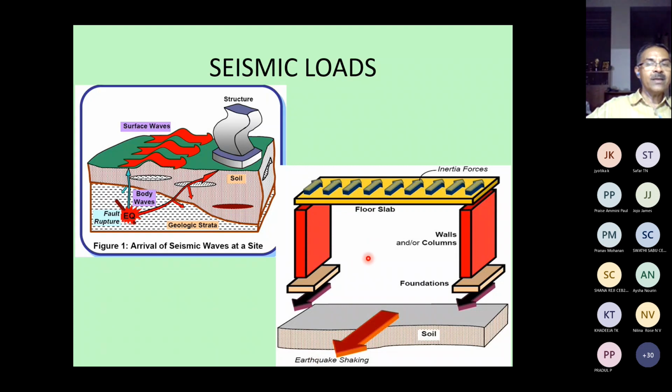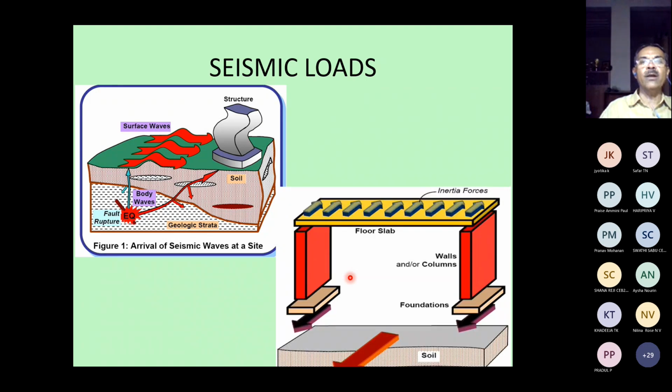It is just like we are all standing in a bus and the bus starts suddenly. We tend to fall in the opposite direction. Just like that, the foundation of the structure starts vibrating or moving, then the structure tends to fall in the other direction. And this inertial force has to transfer back to the soil or foundation through the walls or columns and the founding elements, whether it is strip footing, isolated footing, or piles.